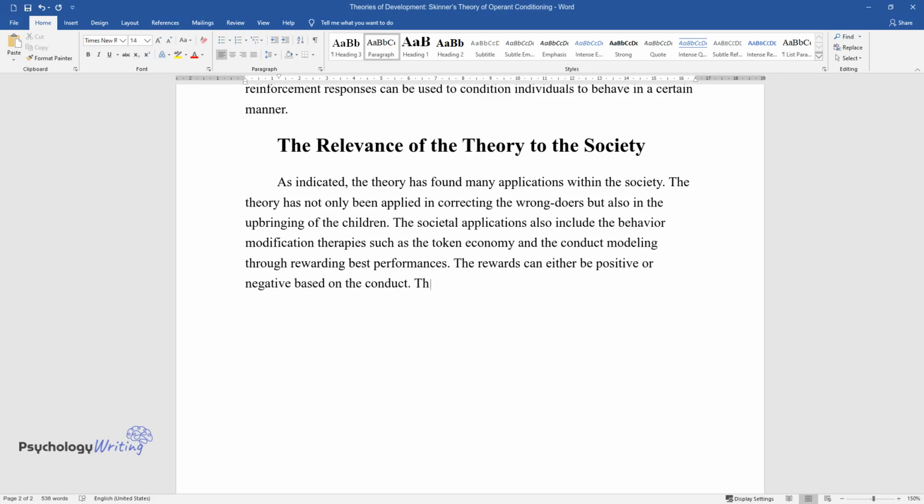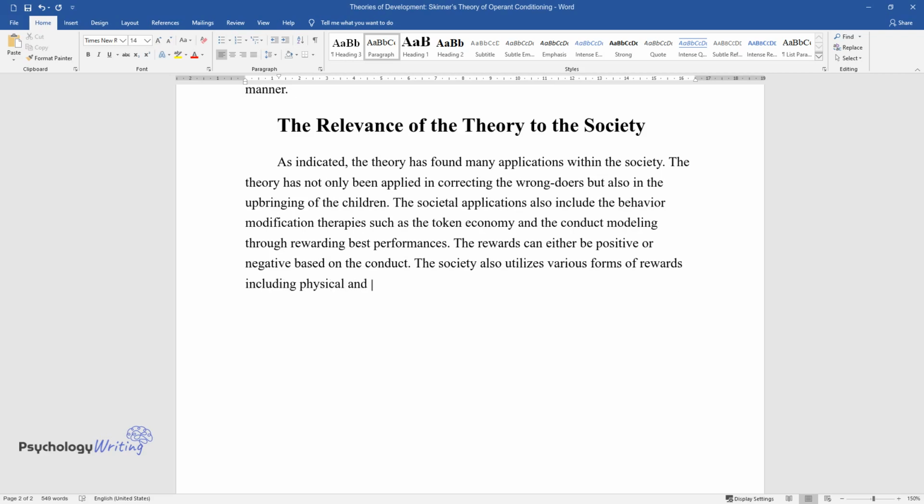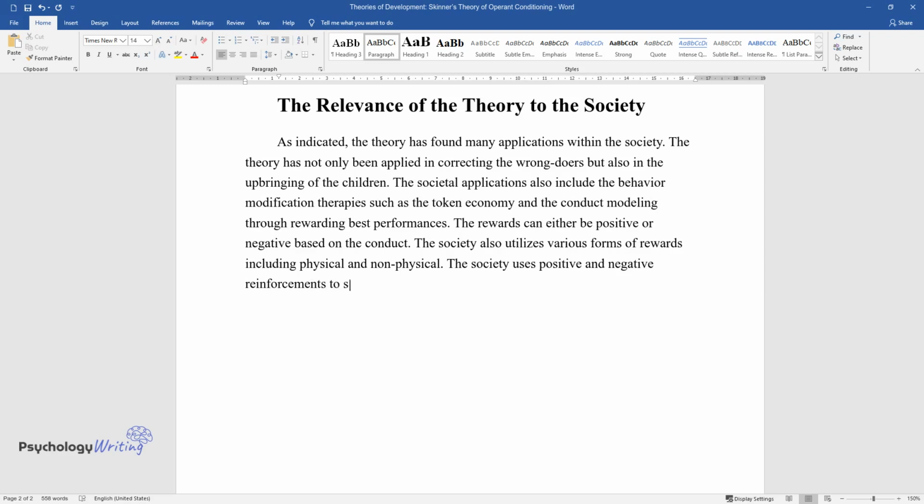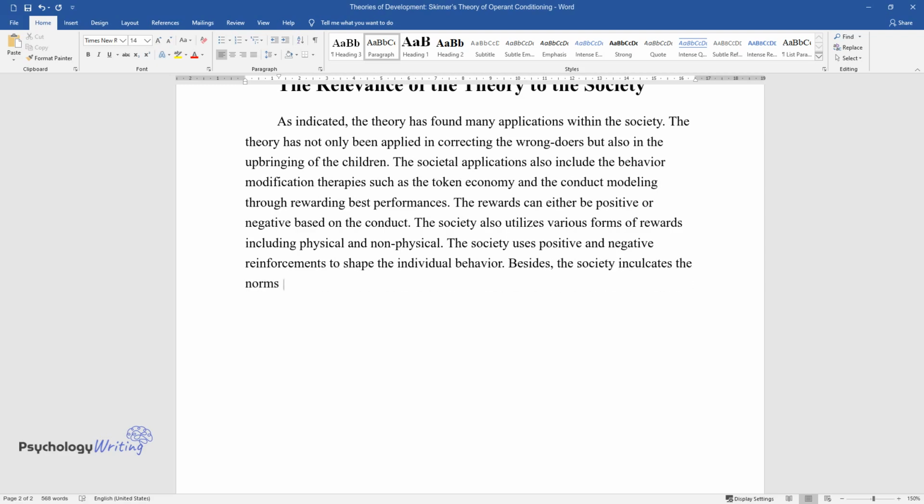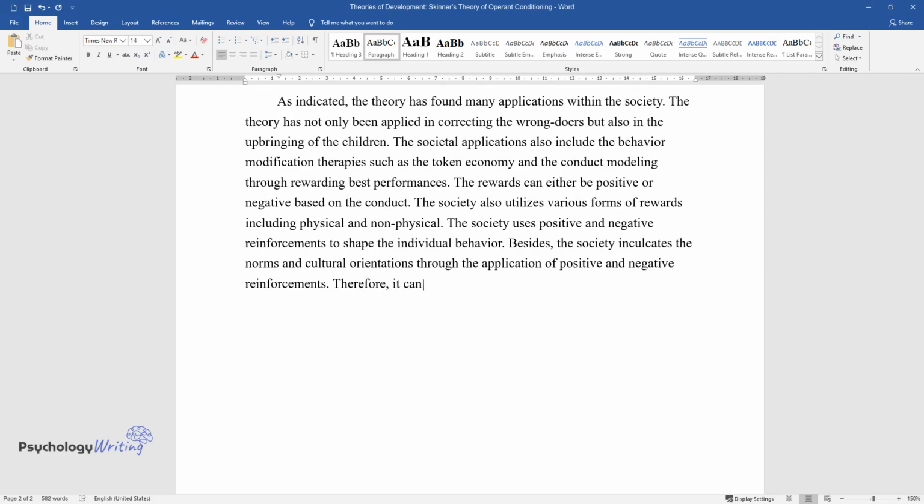Society also utilizes various forms of rewards, including physical and non-physical. Society uses positive and negative reinforcements to shape individual behavior. Besides, society inculcates norms and cultural orientations through the application of positive and negative reinforcements. Therefore, it can be argued that the theory is relevant within society.